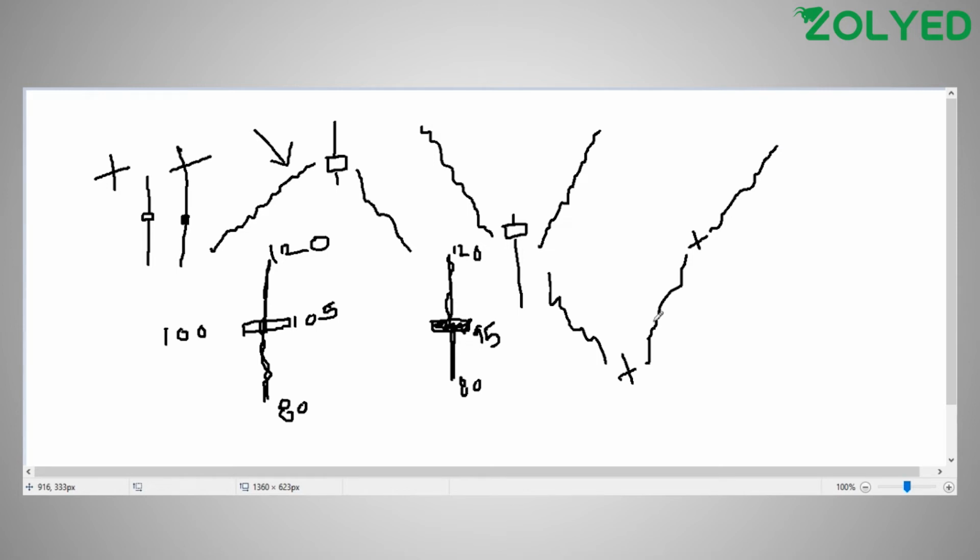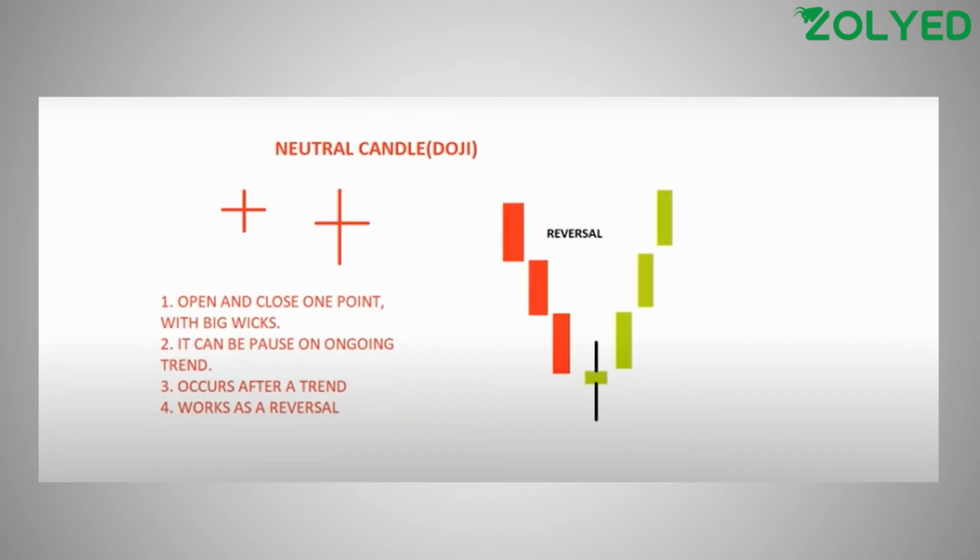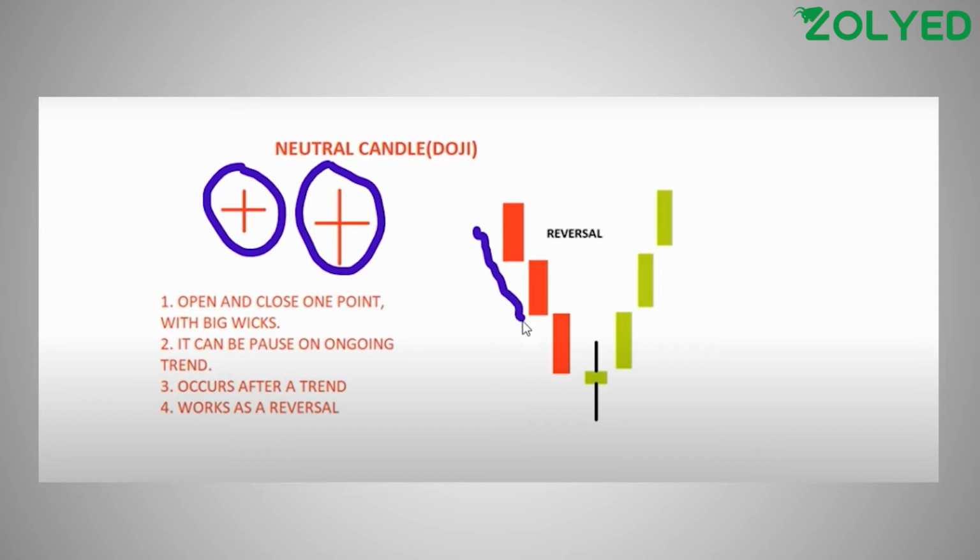So this is the basic difference between a hammer, a shooting star, and a doji. Now let's go to the presentation of the doji candle. In here you will see that this is a neutral candle presentation, basically a doji. So now you know how a doji looks. This is a market trend which is going down, and this is a doji. Whenever a doji appears, the market starts rising.